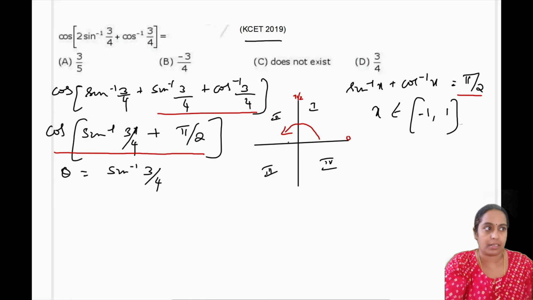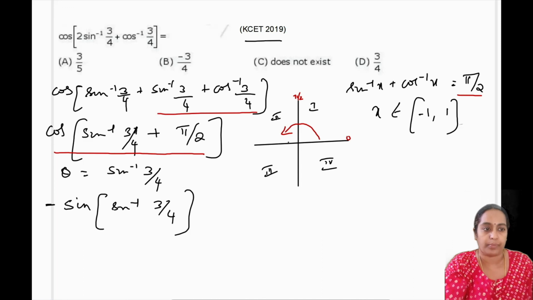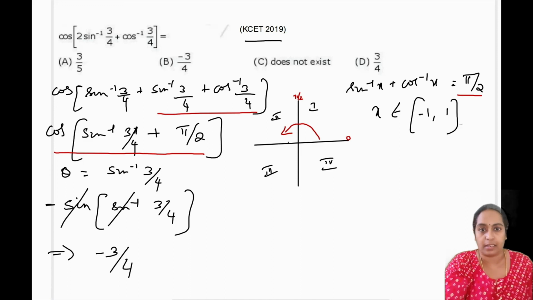Second quadrant means, all silver teacups. So sine is positive, but here it is cos. So it's going to be minus. And when we have cos of pi by 2 plus theta, so integral multiples of pi by 2 we have. So then the function will change, cos will become sine. So we have now minus sine of theta. What is my theta? Theta is sine inverse 3 by 4. So now sine and sine inverse get cancelled and my answer is minus 3 by 4, which is option B is the correct answer. Moving on to question number 10.